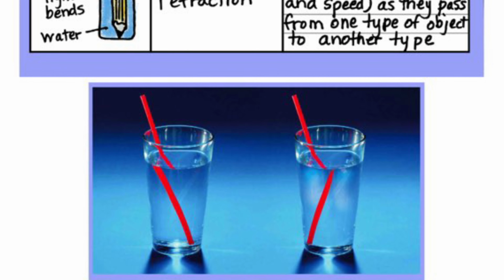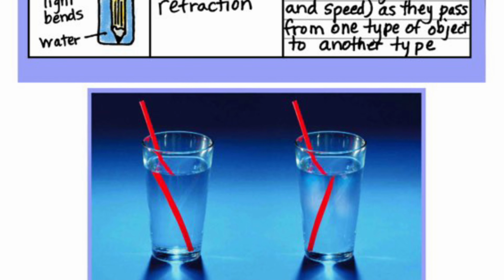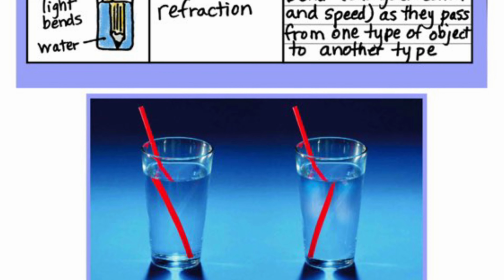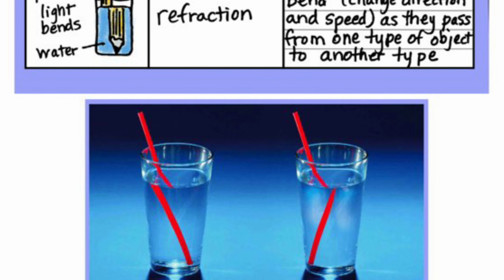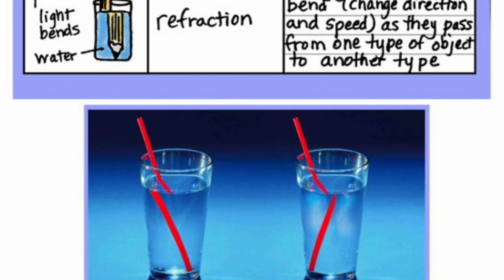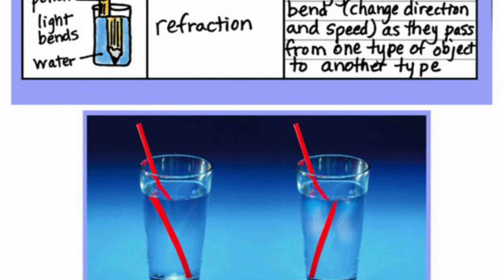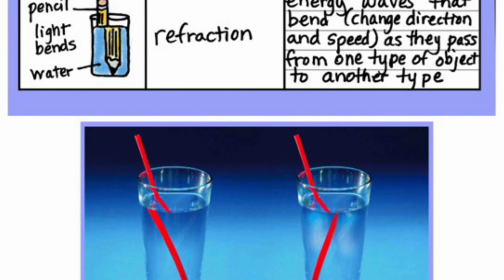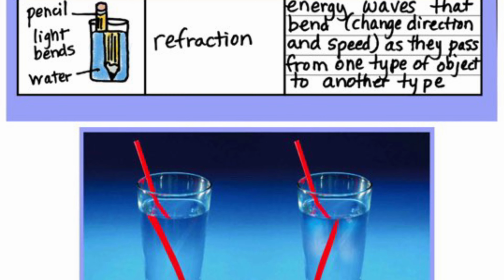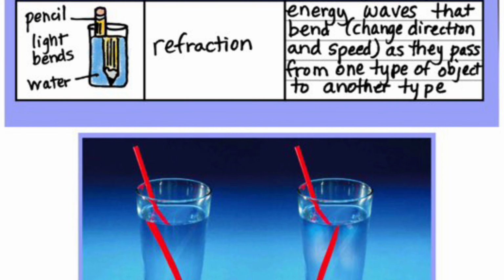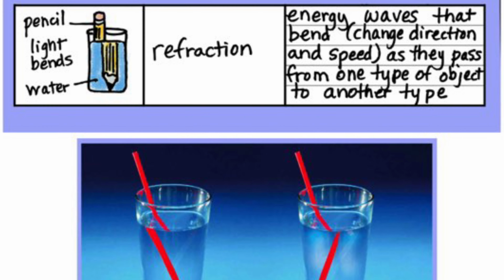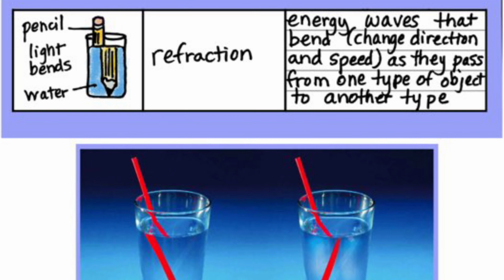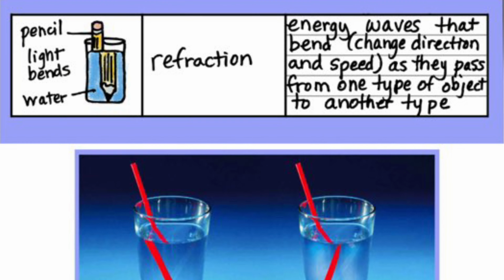Light waves can also bend as they move from one type of matter into another. So in this case, when they move through air, which we can see through, and the water, which we can also see through, we can tell that these light waves bend. And we can see this because the straw looks like it's bent. Why does this happen? It happens because light moves at different speeds through different types of matter.